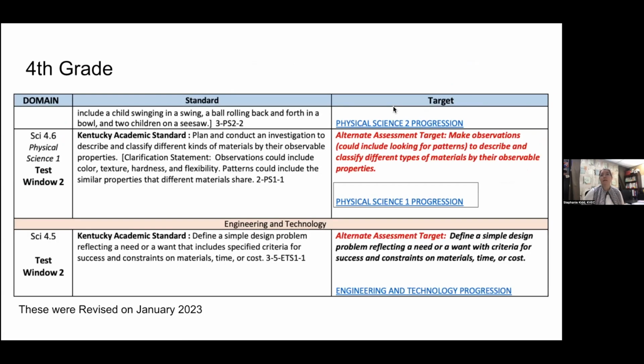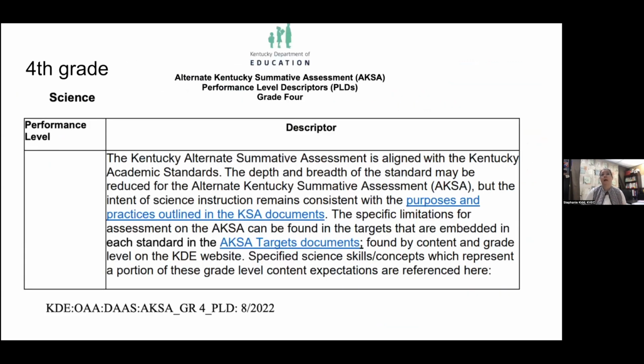Also in fourth grade, this is the next part of it. And these were just revised in January of 2023. Now, also in our fourth grade for this, we looked at that performance level. And what's that descriptor of our performance levels? We want to make sure that when we're talking about this descriptor of our performance levels, that we are looking at the purpose and the practices outlined in our standards. That's going to be the big thing. And then really looking at the targets that we want to do by content area.